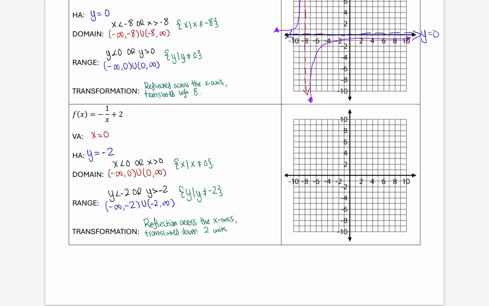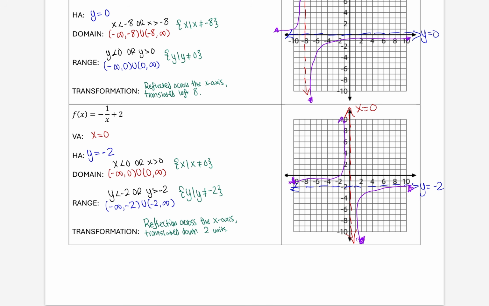We have a vertical asymptote at x equals 0. So this is x equals 0 right here. And we have a horizontal asymptote at y equals -2. So this is y equals -2 right there. Okay, so now when we graph this, keep in mind that because of the reflection across the x-axis, because of the negative that we have, the hyperbolas are going to be in the second quadrant and the fourth quadrant, like this.